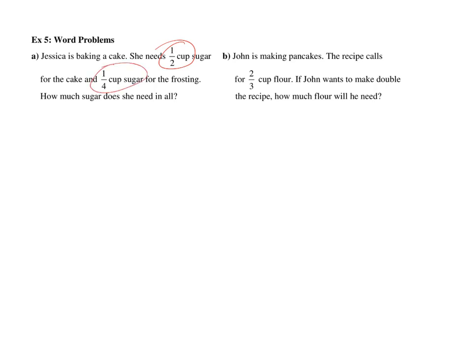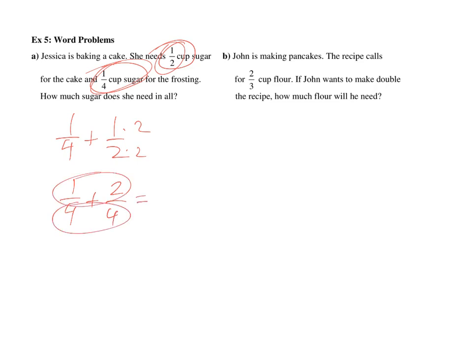Okay, so all I'm going to do is add these two quantities. 1/4 plus a half. So I need a common denominator. 1/4 plus 2/4. All right, I have a common denominator. Cool. Add the numerators. Keep the denominator. All right, so I need 3/4 cup sugar. All right, for making this cake.